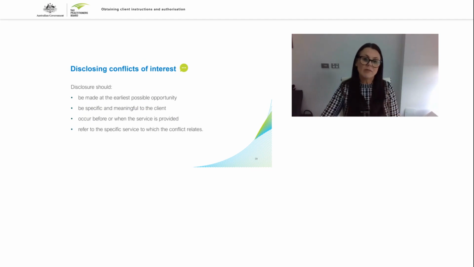So where there is a conflict of interest, you should disclose the conflict to your clients, and disclosure should be made at the earliest possible opportunity. It must be specific and meaningful to your client. It must occur before or when the service is being provided, but in any case, at a time that allows your client a reasonable time to assess its effect, and refer to the specific service to which the conflict relates.